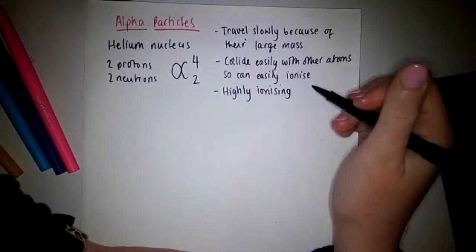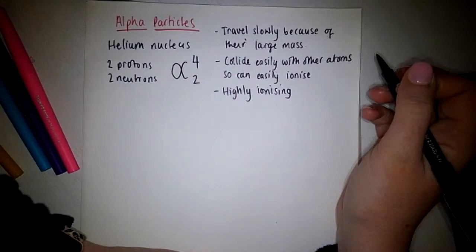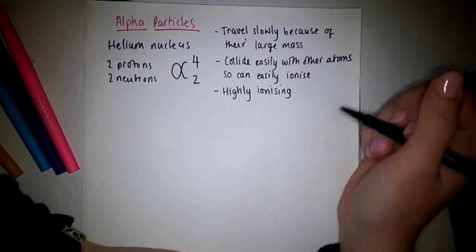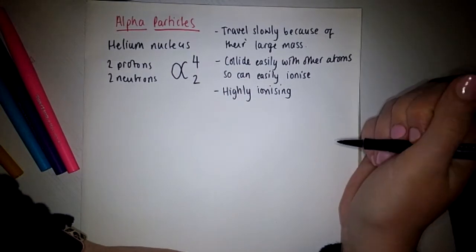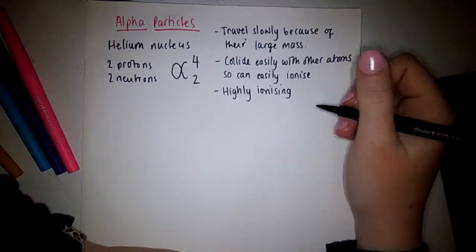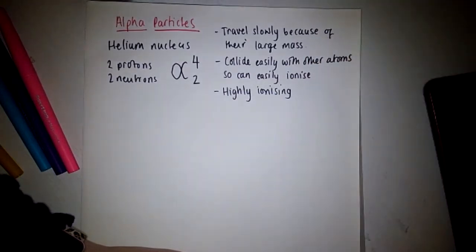And that's really important because it's, again, a common exam question. Put these 3 particles in order in terms of their ionization power. Always alpha first. Okay, which is the most ionizing, alpha, beta, or gamma? Alpha. Okay, so highly ionizing, and again, remember, it's how easily can they pull electrons off the atoms.